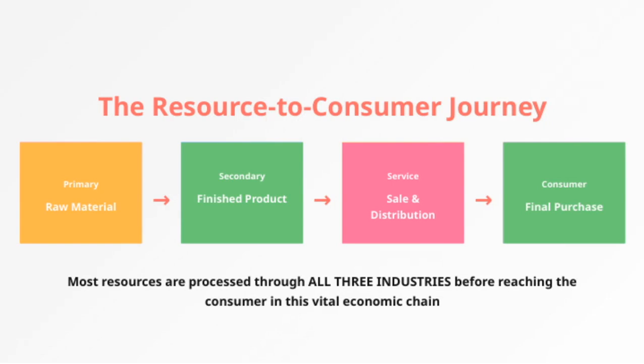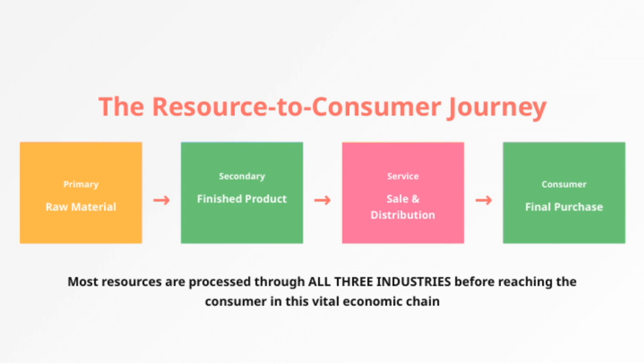Most resources actually go through all three industries before they finally reach us as consumers. It's a complex process, but it's essential to understand how these industries work together in this vital economic chain. First, we start with the raw materials, which are the basic resources extracted from nature. This is the primary industry. From there, these raw materials are transformed into finished products through manufacturing and processing, which is the secondary industry. And finally, once the products are ready, they go through sale and distribution, involving services like marketing, logistics, and retail, before they reach the final purchase by consumers.